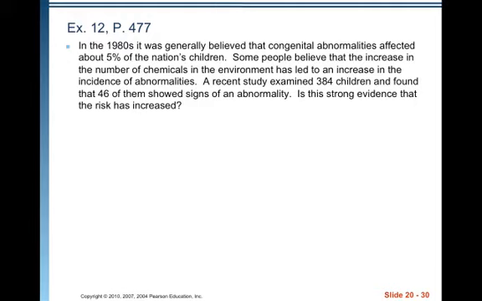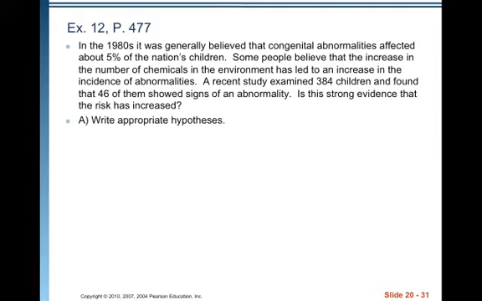In the 1980s, it was generally believed that congenital abnormalities affected about 5% of the nation's children. Some people believe that an increase in the number of chemicals in the environment has led to an increase in the incidence of abnormalities. That's a big hint for your alternative there. A recent study examined 384 children and found that 46 of them showed signs of an abnormality. Is this strong evidence that the risk has increased? So that is what is believed to actually be going on, so that is telling us about our alternative.